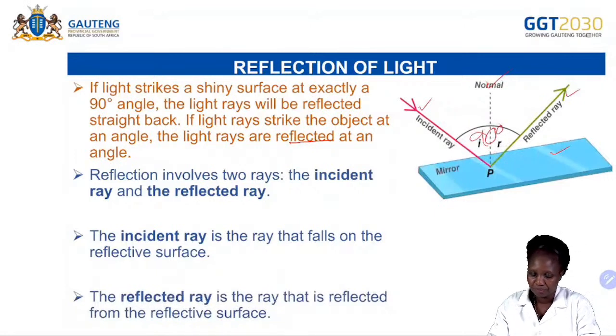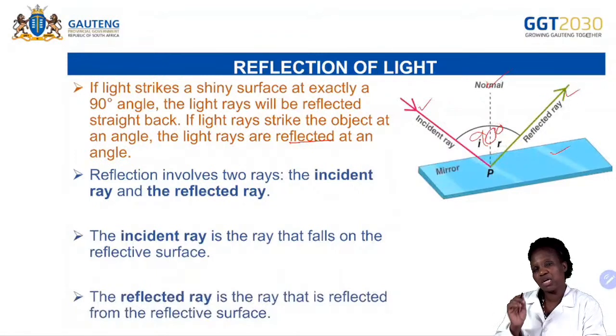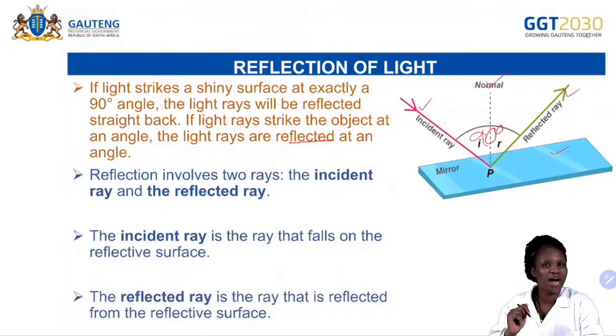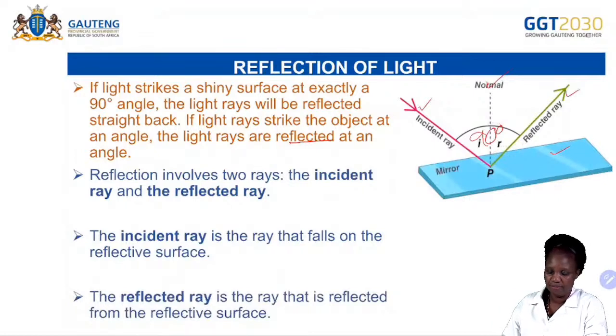Okay. And then we will see color because of the reflected ray. Because the reflected ray is the one that is coming into our eyes. That's why we see color. Do you get it? Good. Let's move on.